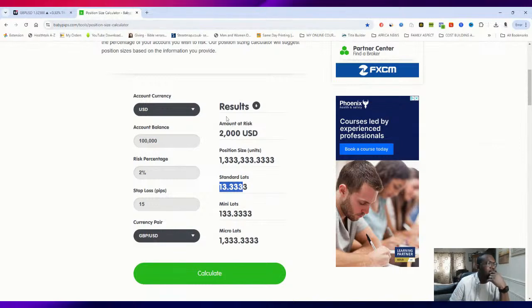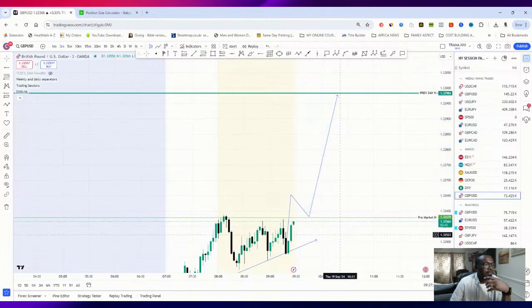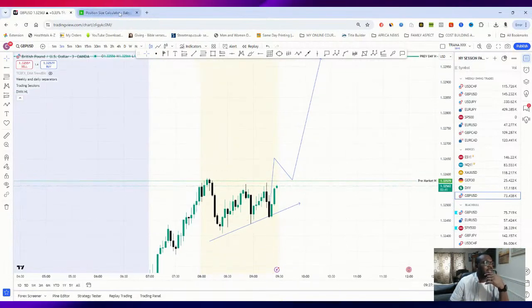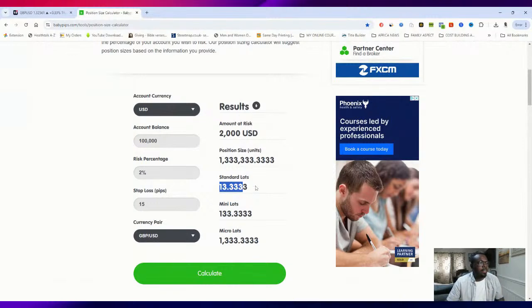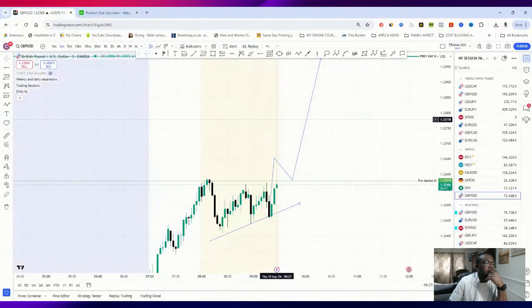I'm going to be using 13. I'm risking 2,000. Remember, I already have 4,000 plus in profit, so I'm only risking 2,000 out of the 4,000 profit. And I'm waiting for that to happen. So this is my analysis. This is my risk management. I've done it, and I'm going to be using this lot size. So I'm going to set my entry on that lot size, which is 13, because I'm risking 2% on GBPUSD.